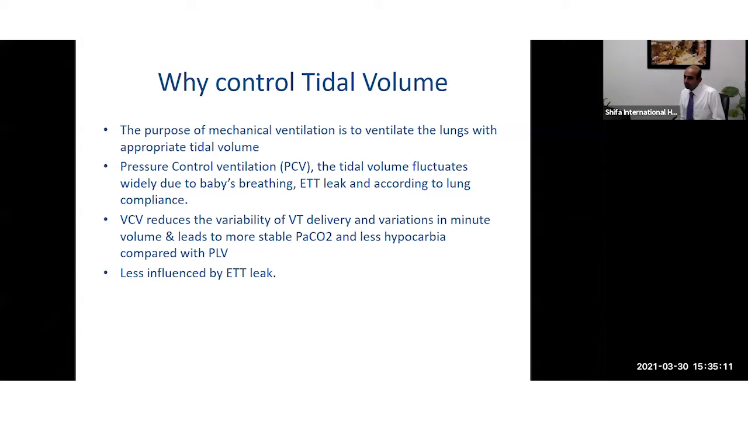So when we ventilate the babies, we want to ventilate the lungs with appropriate tidal volume, and on pressure control ventilation, the tidal volume continues to fluctuate due to baby's breathing effort, due to change in the compliance, ETT leak, and all those things. But if you're using volume control ventilation, then that variability of the tidal volume delivery is reduced, and it also leads to less variations in the minute volume and more stable PCO2 and less incidences of hypocarbia, which we might see with pressure control ventilation, and it's less influenced by the ETT leak.